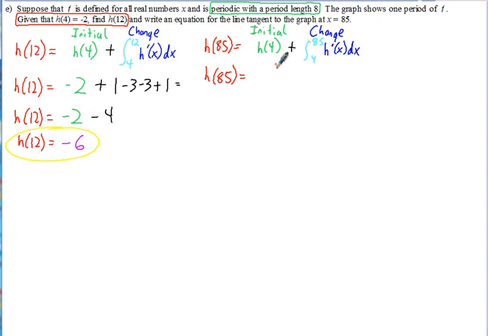So again, we know the initial value we're given, h of 4, we know it's -2. But this time, to go from 4 to 85, we need to figure out how many periods that represents. The period length is 8. The way to figure out how many periods it represents is to subtract the lower limit from the upper limit. So if we go 85 minus 4, we get 81. That's the width of this interval. And then divided by the period length of 8, we get 10 and 1/8.